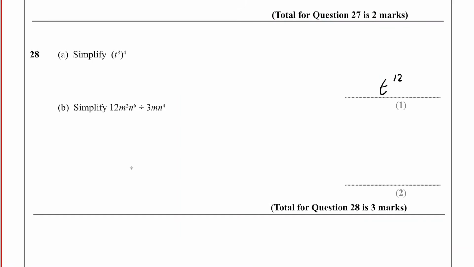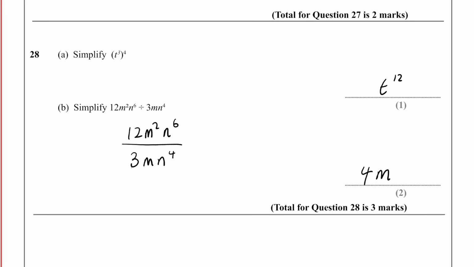Question 28, part B. Simplify 12m squared n to the power of 6 divided by 3m n to the power of 4. This is just the same as simplifying a fraction. Whatever we divide the top by, we divide the bottom by the same thing. So 12 and 3, divide them both by 3, or how many times the 3 go into 12? It's 4 times. M squared over m, cancel it on m, we just have m.